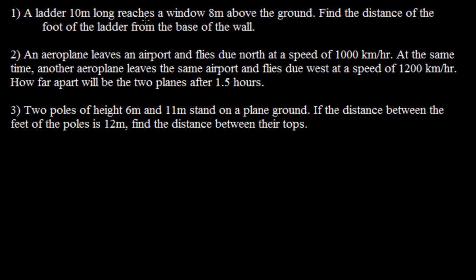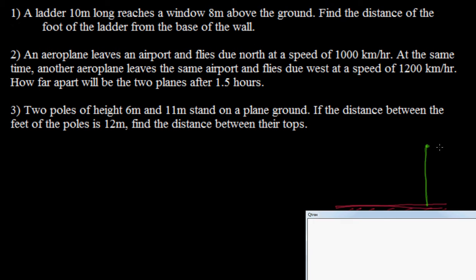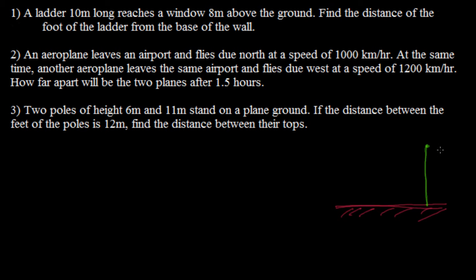A ladder 10-meter long reaches a window 8 meter above the ground. So let me say this is the ground. There is a window 8 meter above the ground. So let me say this is where the window is, and we know this height is nothing but equal to 8 meter. What else we know? The ladder is 10 meters long. That means we know this length is equal to 10 meters.